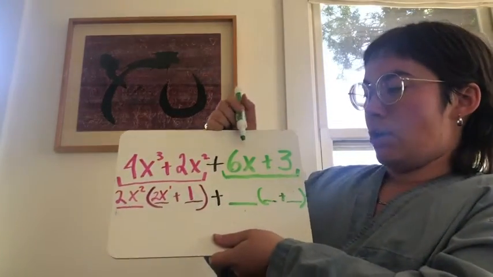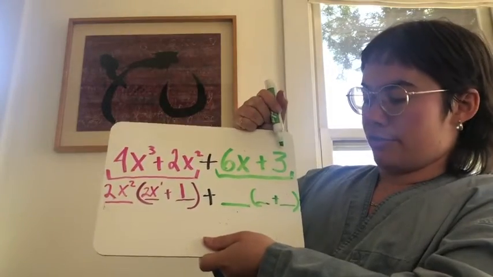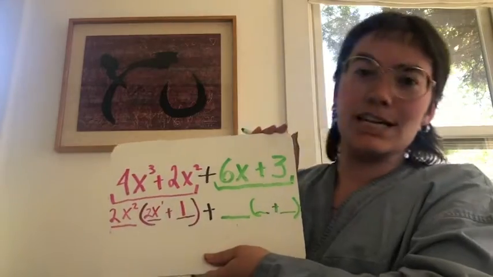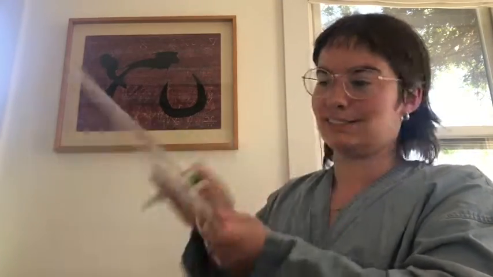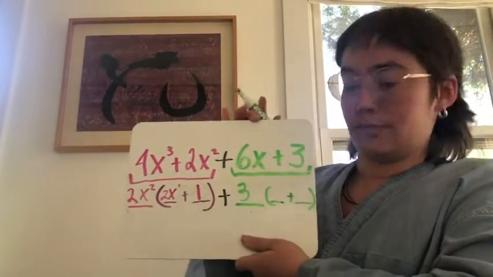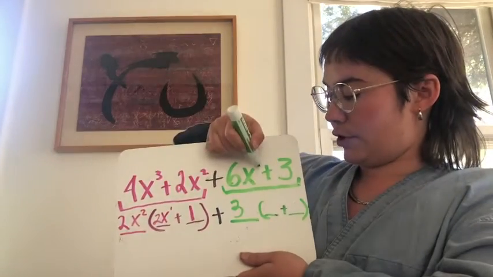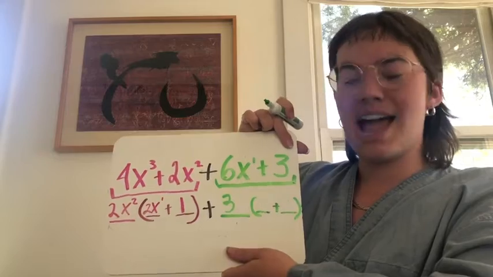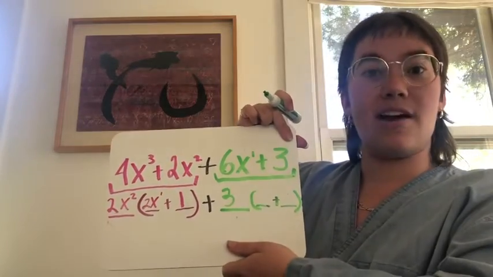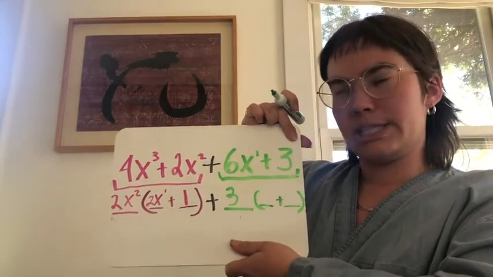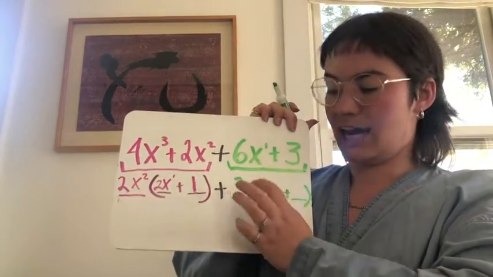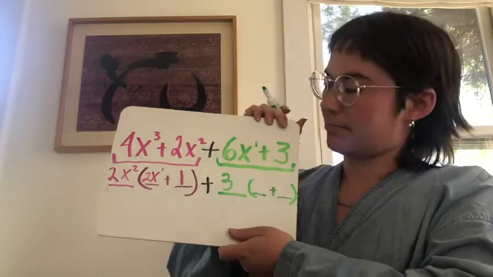Beautiful. Let's move on to our green binomial. So here I'm looking at my coefficients, 6 and 3. The greatest common factor between 6 and 3 is 3. Now I'm looking at my variables. Here I have an x to the first, and here I have no x's. I have 0 x's, so that means I have x to the 0th. What's bigger, 1 or 0? 0. So I'm not going to have any x's there, just a 3.